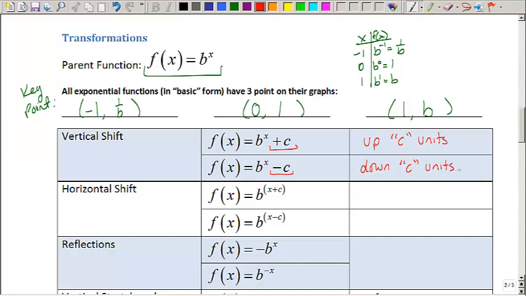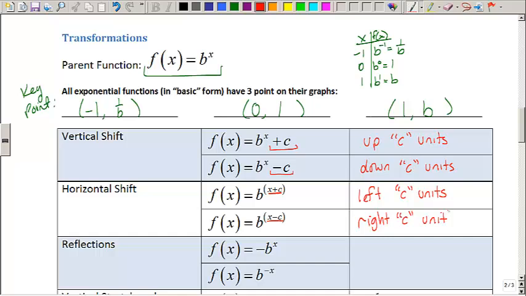Notice on the next two functions, I'm adding c and subtracting c not to the function, but to x. When I add c to x, which is in the exponent, that's going to be a horizontal shift, and horizontal shifts are going to be left and right, opposite of your intuition. Plus c seems to think to the right, but actually it goes to the left c units, just like we talked about in the previous transformation section. x minus c, on the other hand, moves right c units.